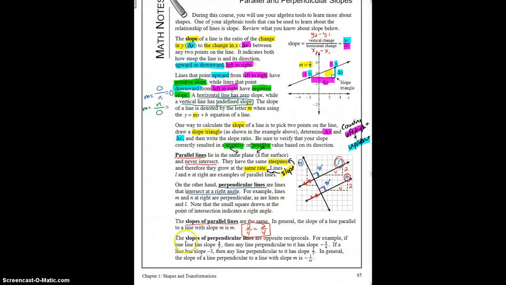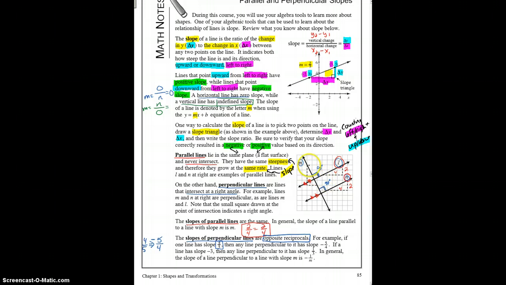Now the slopes of perpendicular lines are what are called opposite reciprocals. This phrase is not going away. You will hear this over and over again. So for example, if one slope is 4 over 5, what is the opposite reciprocal of 4/5? Reciprocal means I'm going to take the numerator and turn it into the denominator. Flip it. Opposite means I'm going to go from positive to negative or negative to positive.